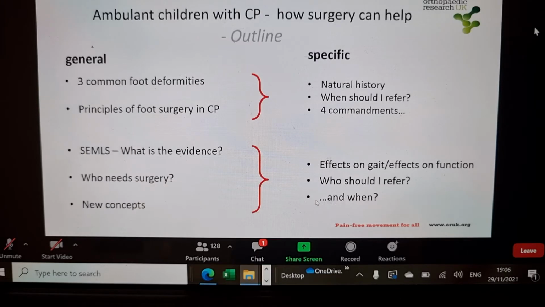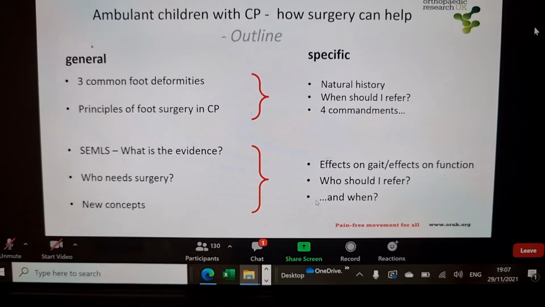All right, so here's the plan. Basically, two sides to my talk. I'm going to talk a little bit about the 3 common foot deformities in cerebral palsy, a little bit about what the principles are for us surgeons in terms of dealing with them, but then specifically about referrals, criteria for referring, and what I've called the 4 commandments.